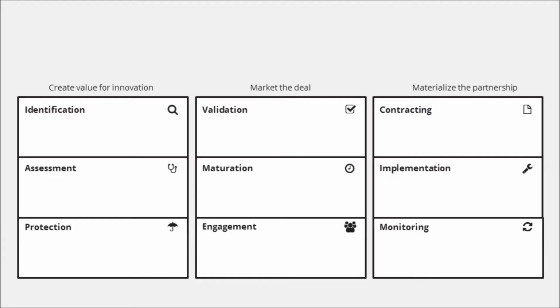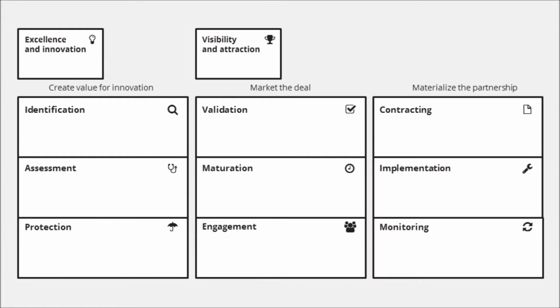Additionally, 6 enabling elements can accelerate the technology transfer process. 3 of them depend on the organization itself, like its capability to generate excellence and innovation, its ability to be visible and attractive, and its streamlined processes.